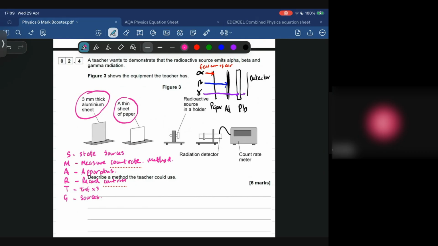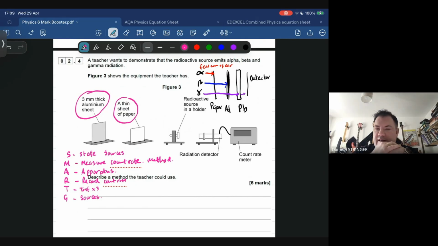I'm not sure either. Okay. Well, what you would expect is you'd expect the count rate to go down. If you're blocking it with a piece of paper, the beta can still go through, the gamma can still go through, but the alpha will be stopped.